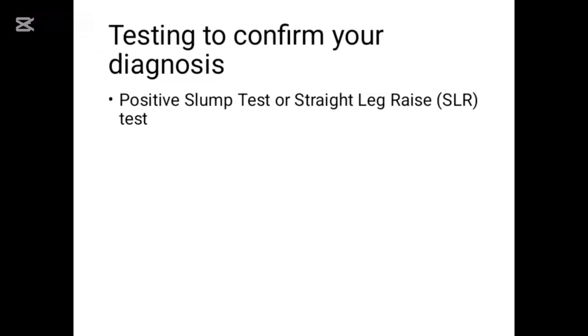So, if the cause of the foot drop is in the back, in a disc bulge or in the root, what tests can help with the diagnosis? It can be a slump test, or a straight leg raise test. By performing this, you can easily diagnose the root cause of the problem.